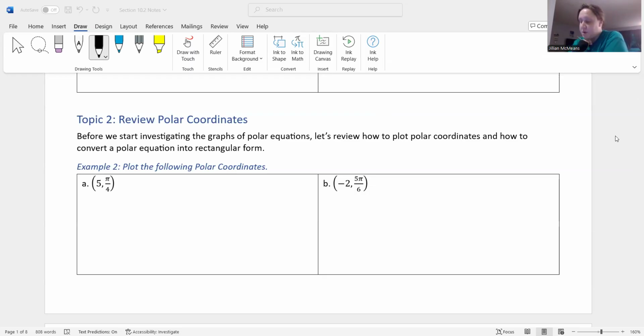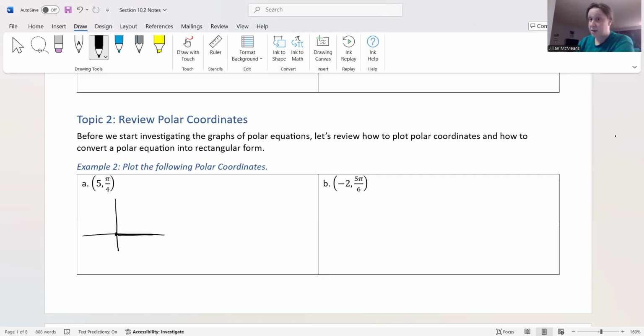So for example 2, it says plot the following polar coordinates. We don't have the polar coordinate system, but that's okay. We can always sketch these, okay? So let's get to sketching. Remember, when you're dealing with the polar coordinate system, you have a pole which acts like the origin, and then you have a polar axis which acts like the x-axis, okay? So we start with the polar axis and we open up some angle. Remember, positive angles you open in the counterclockwise direction, negative angles you open in the clockwise direction.